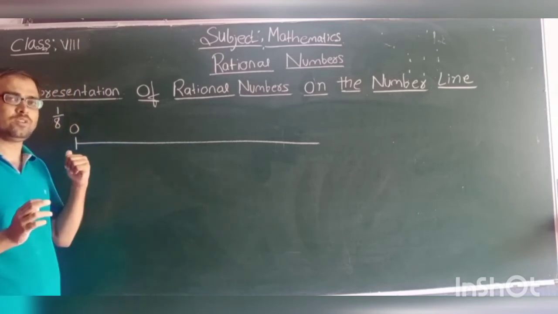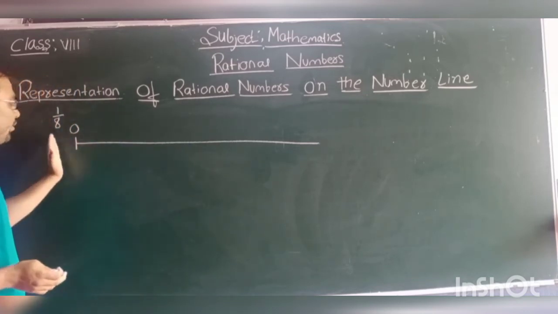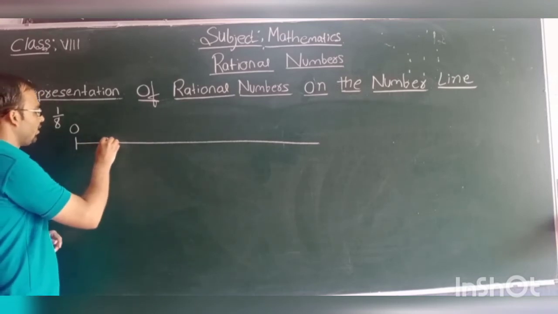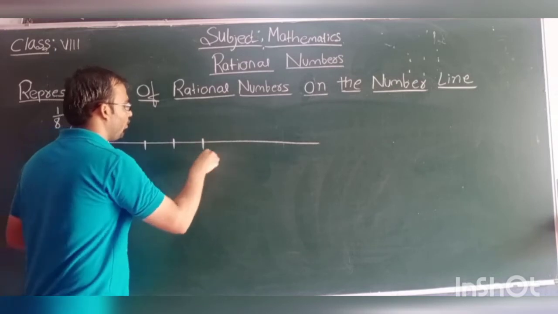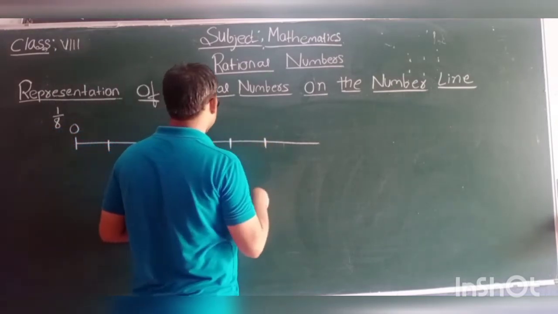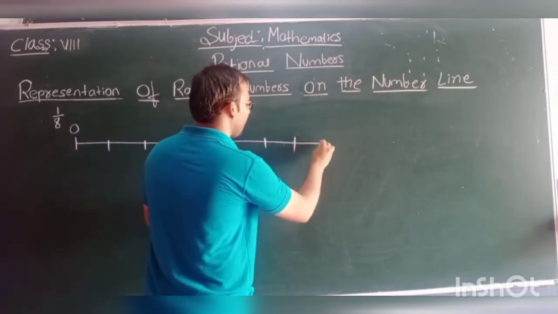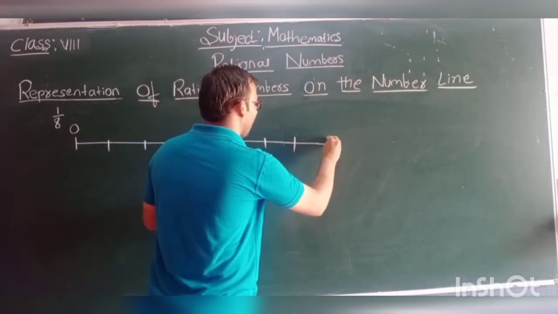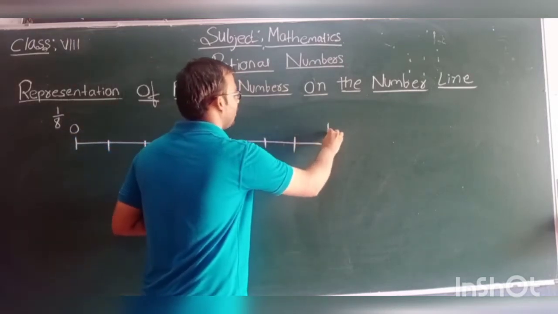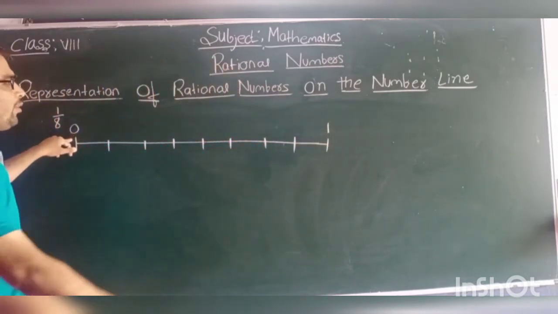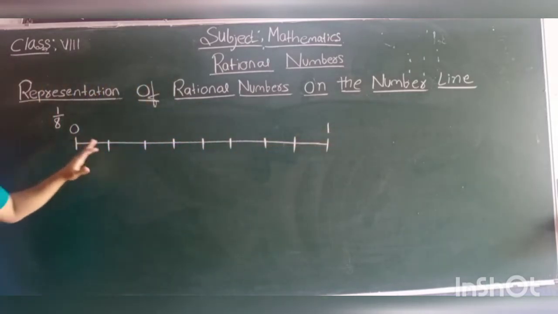Previously it was 3, that's why we divided into 3 equal parts. Now you need to divide into 8 equal parts. That is 1, 2, 3, 4, 5, 6, 7, and this will be the 8th part. So here you need to divide 1 unit of the number line into 8 equal parts.